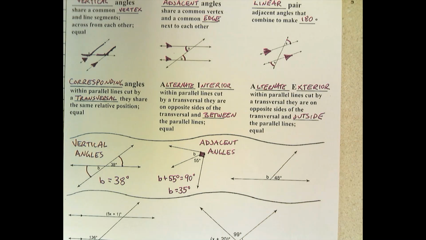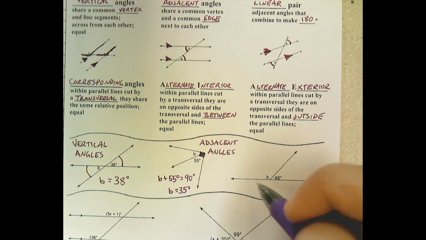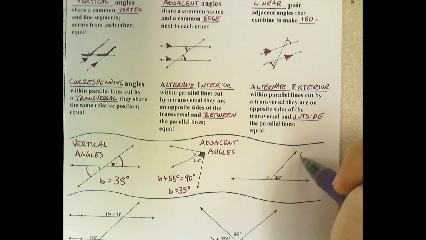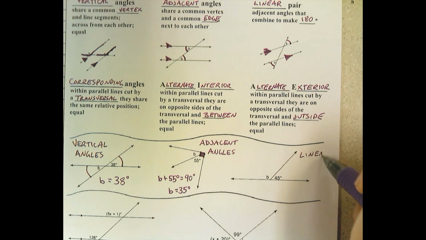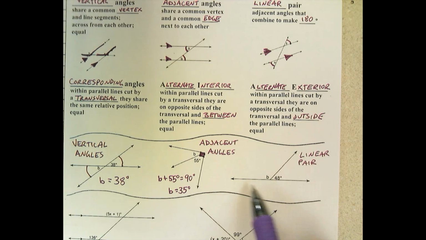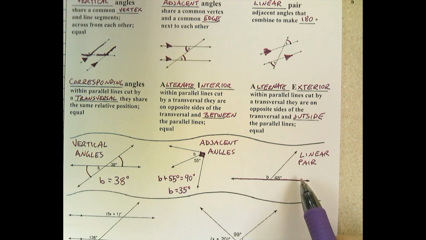In the next diagram, we have a linear pair. So this is a linear pair. The angles are adjacent, and they rest on a common base. Therefore, the sum of the two angles is 180 degrees.